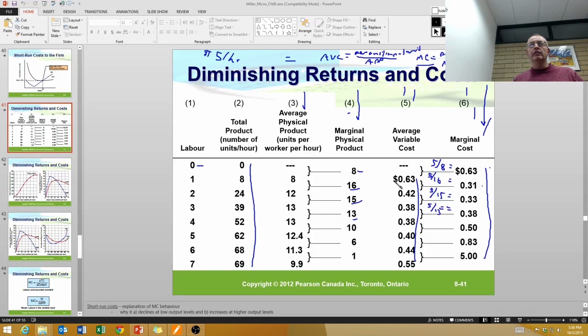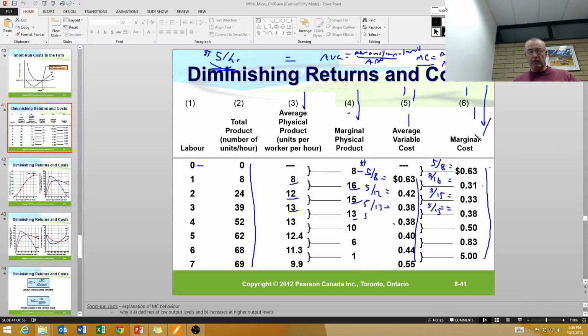So similarly, to calculate these average variable cost figures here, we take the per unit input cost, so $5 an hour, divided by the average physical product, which is 8. That gives us 63 cents. Then we get $5 divided by 12. That gives us about 42 cents. Then it's $5 divided by 13, and that gives us 38 cents. $5 divided by 13, 38, and so on.